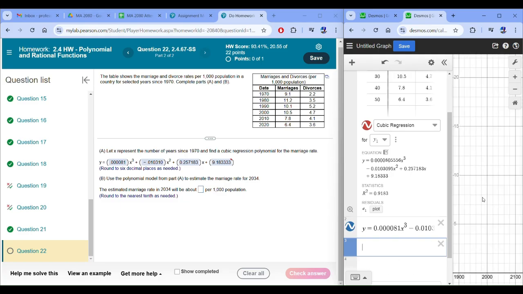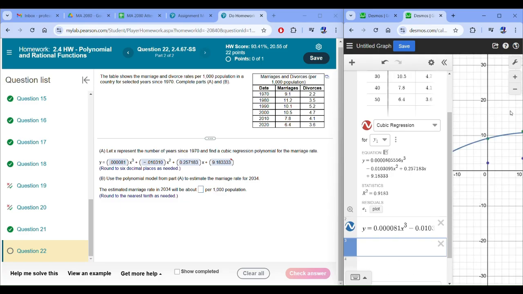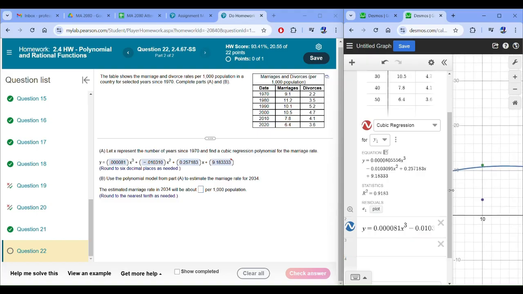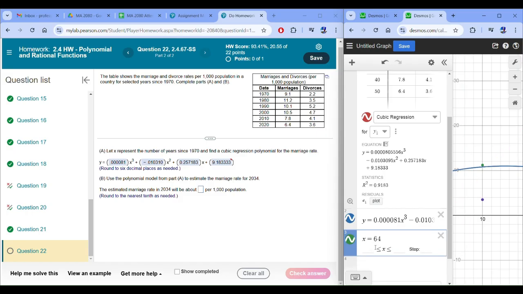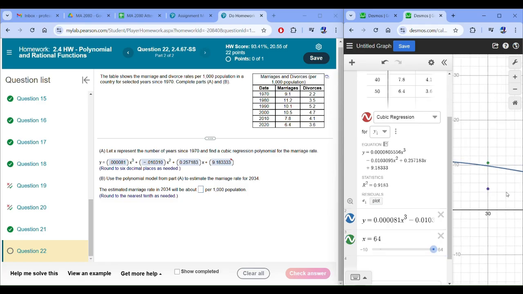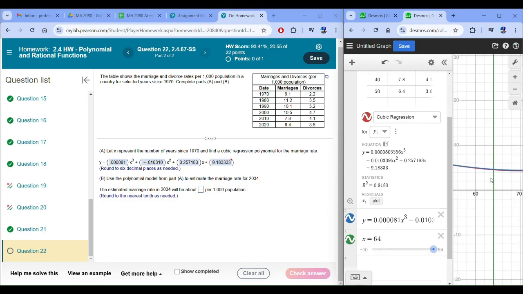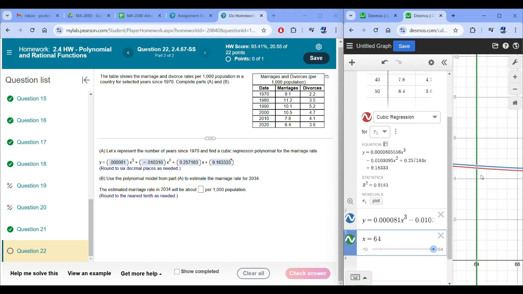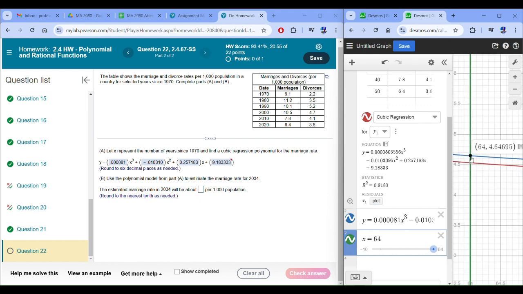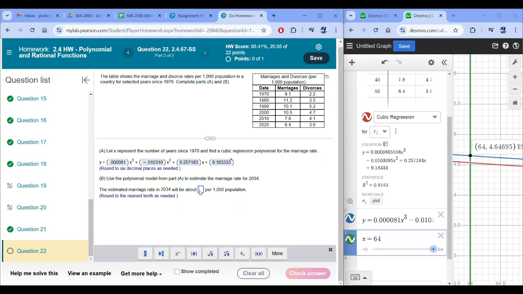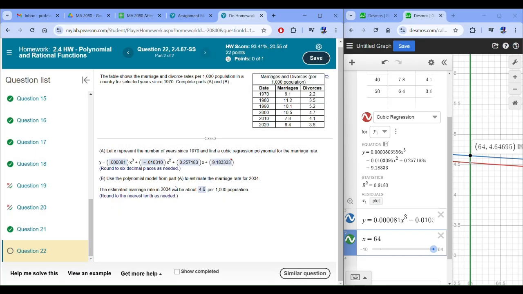Graph that. Where's blue? There's blue. I want when x is equal to 34 should be 64. And now we're at 64. Which one of these lines is it? It should be the blue line. So I should be at 4.6. 4.6. Hit enter. Beautiful. Awesome.